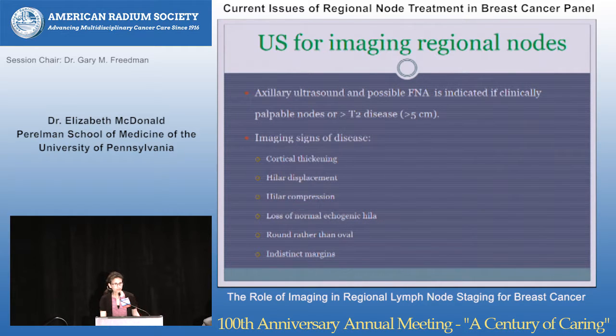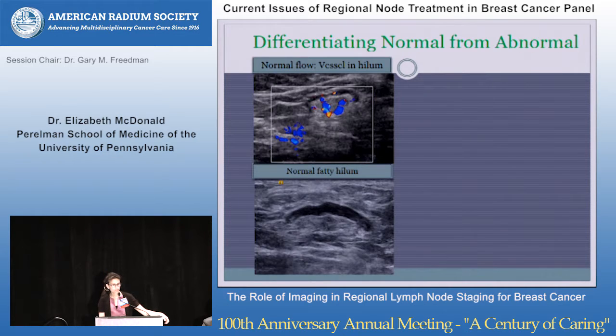So ultrasound for imaging the regional lymph nodes. This is indicated, in my opinion, if there are clinically palpable nodes or greater than T2 disease, and this is based on the results of the Z11 trial that was already discussed. Imaging signs of disease are cortical thickening, hilar displacement or compression, loss of a normal hilum, and then the shape changing or margins. So here are some pictures.